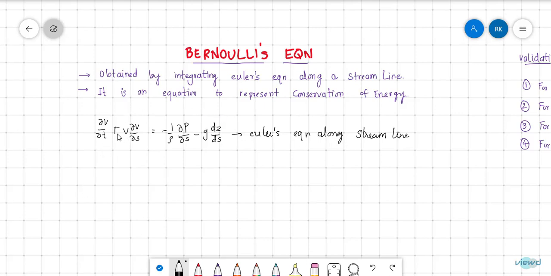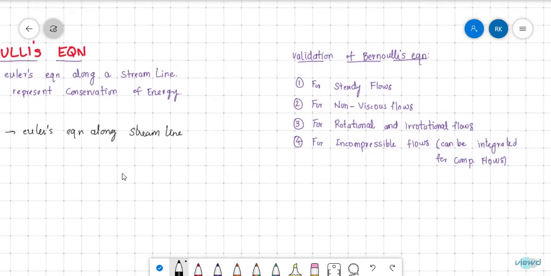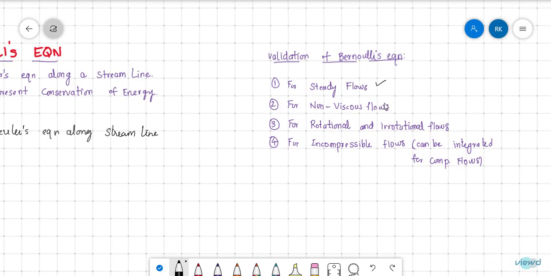So this equation is integrated for steady flows. So let's see the validity of Bernoulli's equation. It is for steady flows only. For unsteady flows, it cannot be applied. Bernoulli's equation is derived for steady flows only, and for non-viscous flows, non-viscous means inviscid. For inviscid flows, it has been integrated. It applies for rotational and irrotational flows, and for incompressible flows. This is first derived for incompressible flows. Later on, it can be applied to compressible flows also.